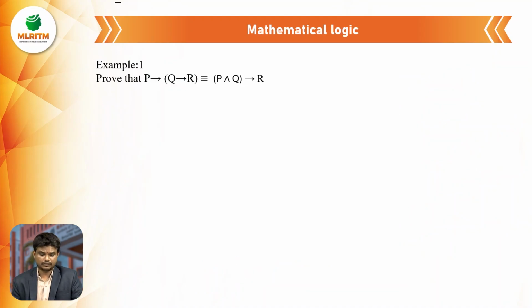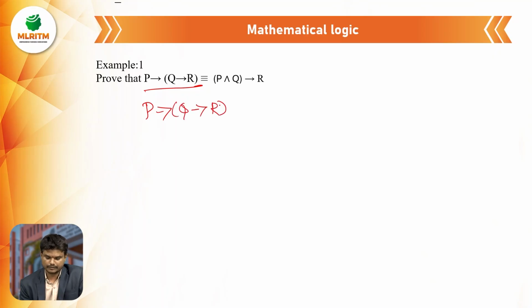So here, prove that P implies (Q implies R) is equivalent to (P and Q) implies R. Take the LHS and prove the RHS without a truth table, by using logical laws. So I take the LHS: P implies (Q implies R).